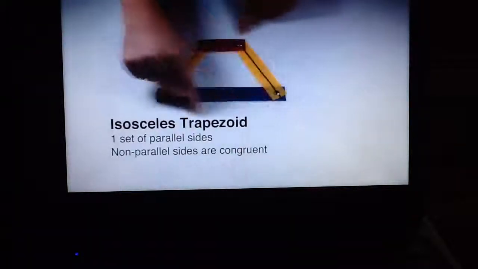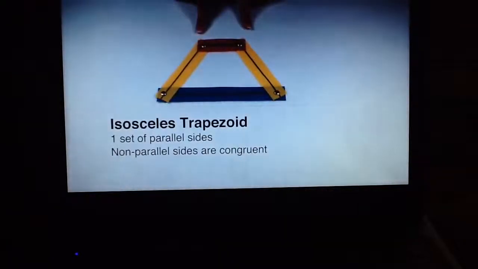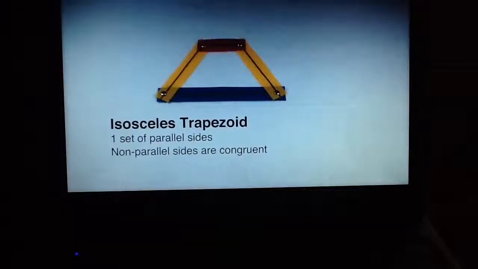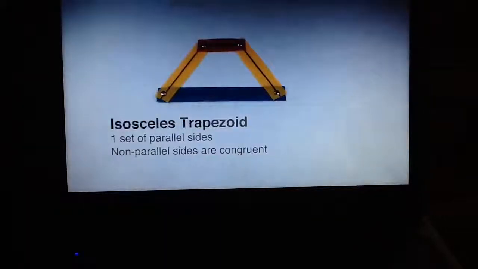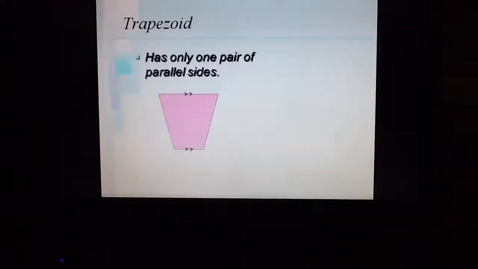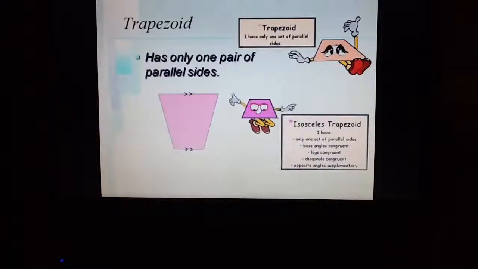On an isosceles trapezoid, we still have our one set of parallel edges, but we also need to look for the isosceles portion, which means there are two edges that are congruent. So in order to be an isosceles trapezoid, we need one set of parallel edges and one set of congruent edges. The trapezoid has only one pair of parallel sides. So you can have special trapezoids where the non-parallel sides happen to be congruent. So that would be called an isosceles trapezoid. But the only requirement to be a trapezoid is that one pair of parallel sides.